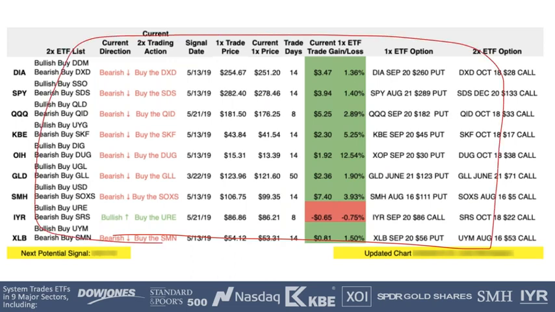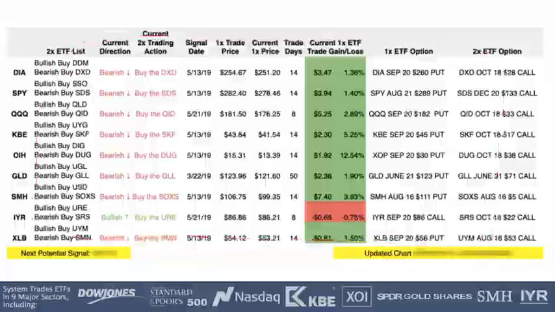This little chart right here is going to become your best friend. You're going to look at this chart every day, and especially on Friday, to see when changes are made.